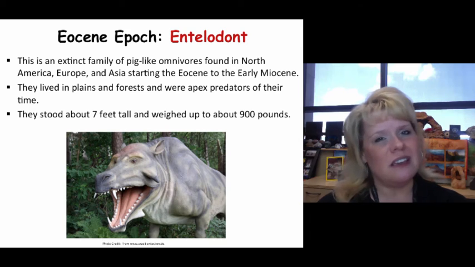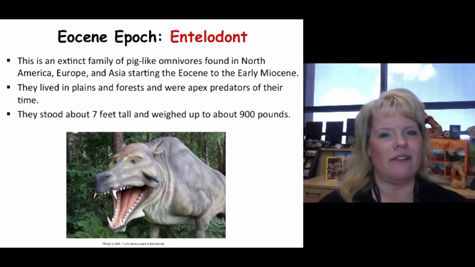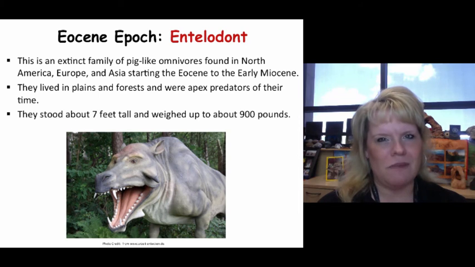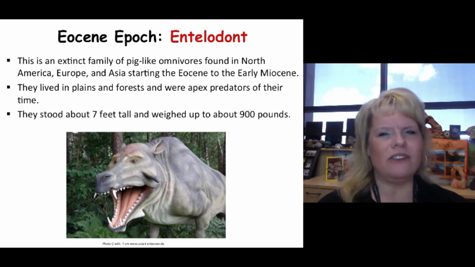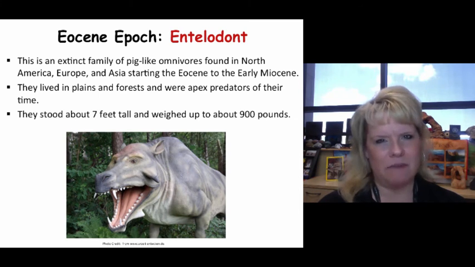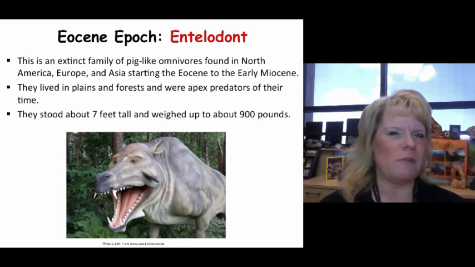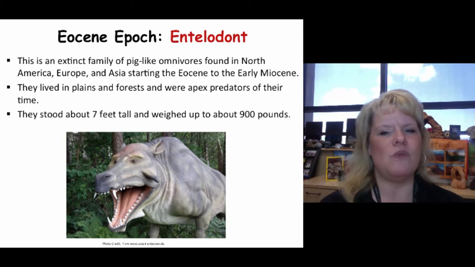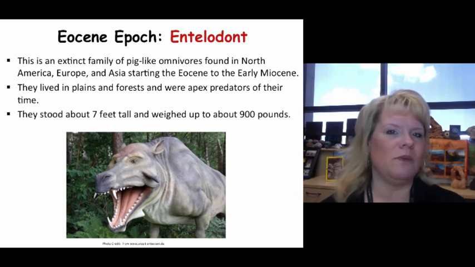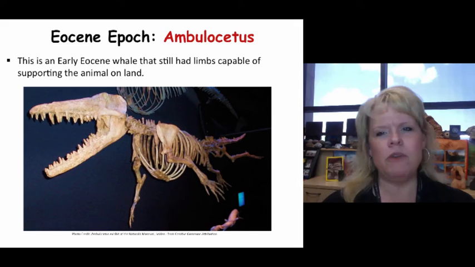So you would have seen these in North America. That's not a fun thing to go back to in the Eocene all the way through the early Miocene. They lived in plains and forests, and they were definitely apex predators of their time frame. So imagine a wild pig that's 7 feet tall and weighed up to a little under half a ton. He's impressive, and these guys are pretty common in terms of Eocene fossils.